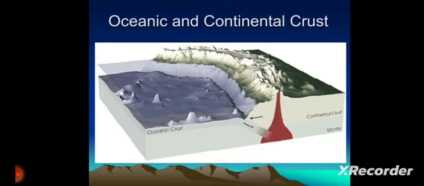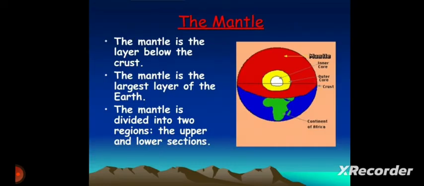Now moving on to our second layer, which we call the mantle layer. Firstly, we see the meaning. The mantle is the layer below the crust. As you can see here, the red portion is what we call the mantle layer. Just below the crust, the mantle layer is placed.